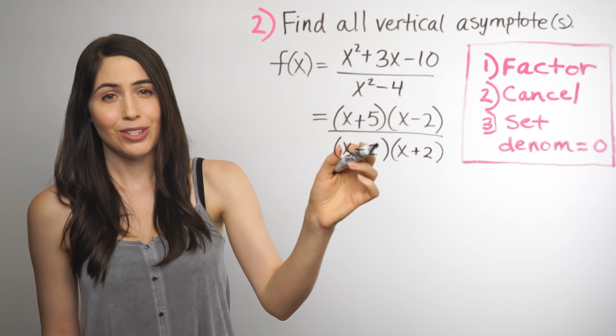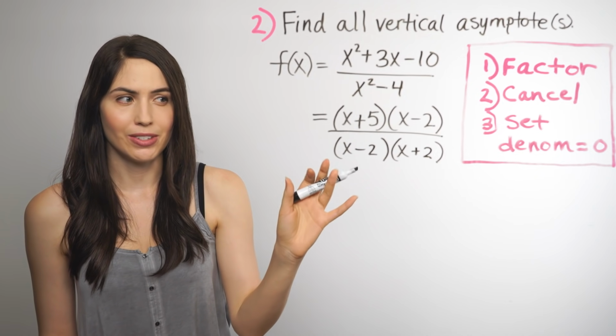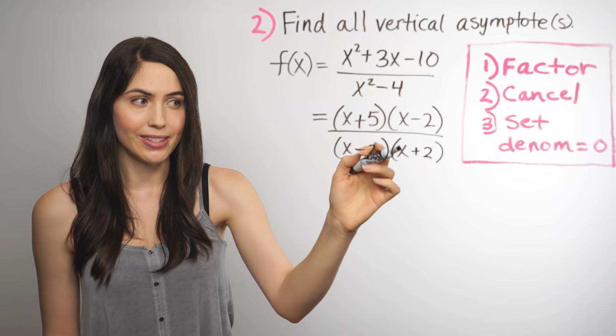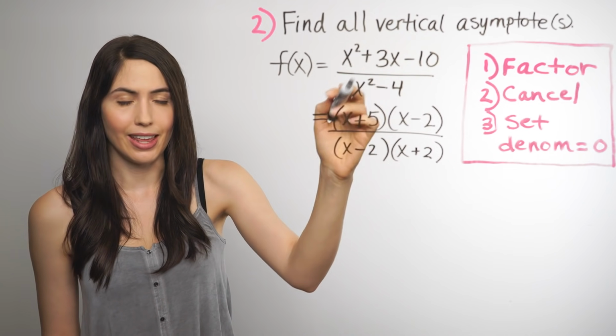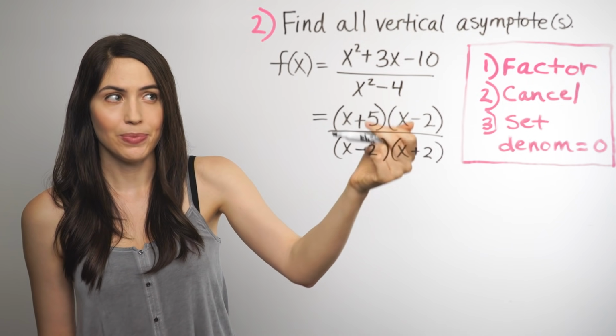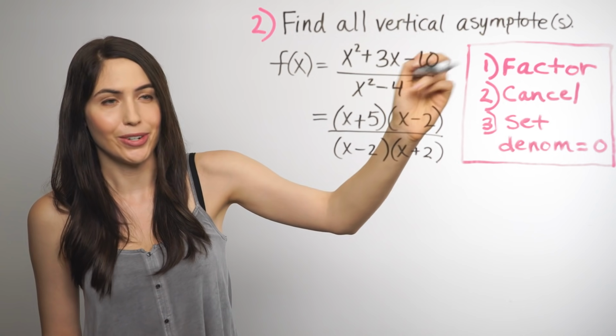And if that is an issue for you, feel free to look up the difference of squares. But you can also check this. If you multiply this out and FOIL this out, you would end up getting this back, so that works. Anyway, you've factored the top and bottom as much as possible, so that was the first step.